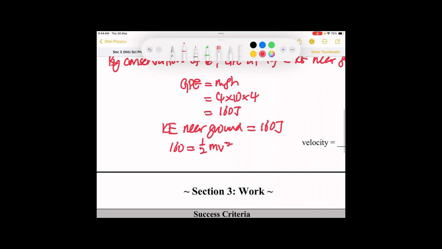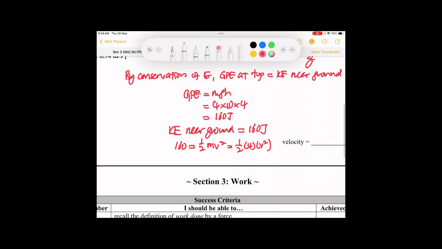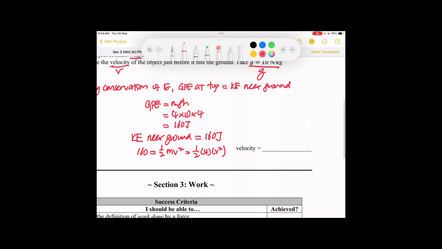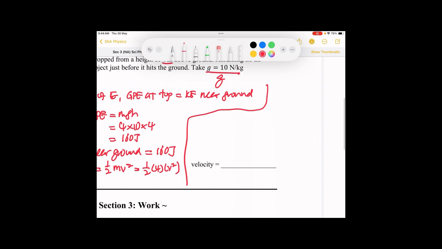The m is 4, so let me substitute in the number. Half times 4 times v squared. In case your algebra is not strong, let me do the working by the side. So 160 equals half times 4 times v squared. We do the half times 4 first, which is 2v squared. So this is your basic algebra question. 2v squared equals 160.